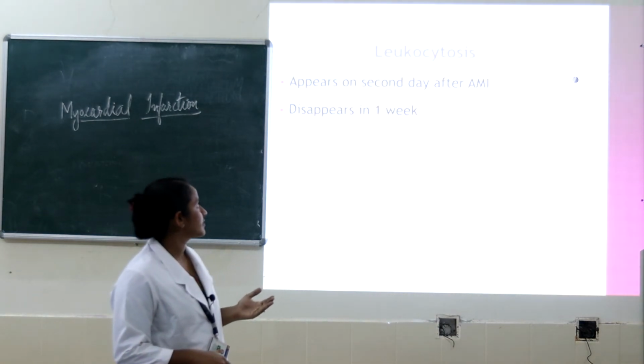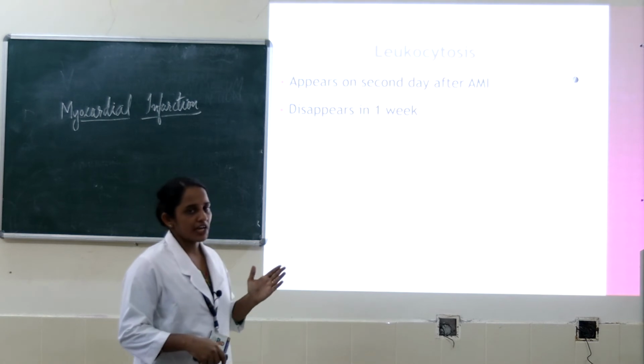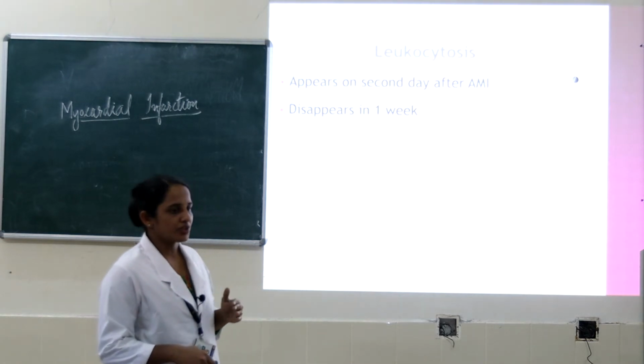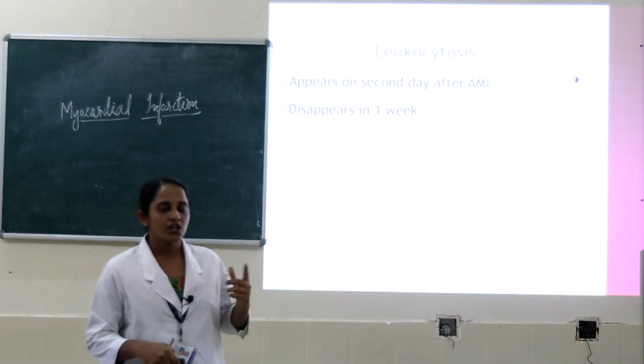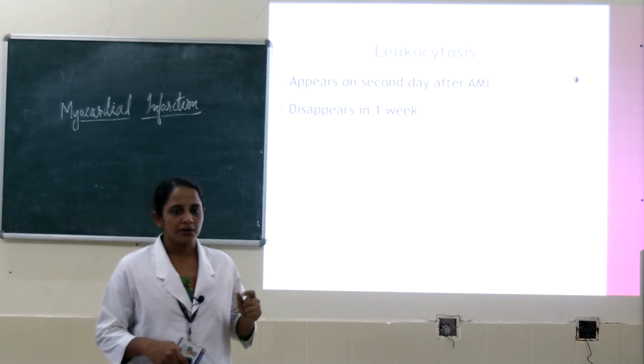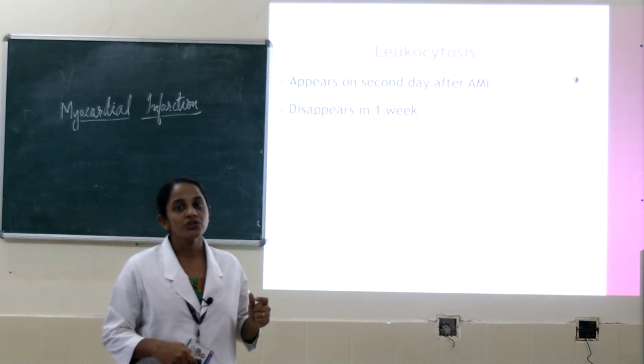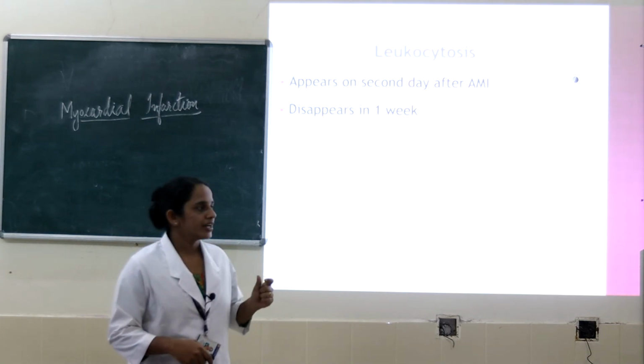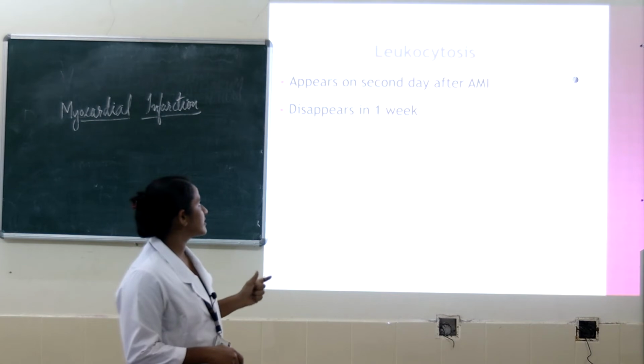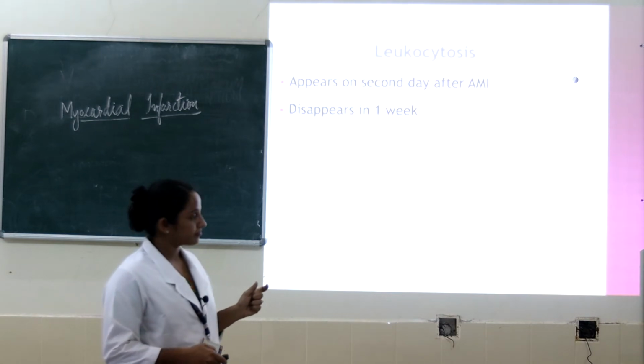Then leukocytosis. It appears on the second day after acute myocardial injury. So, the releasing time is very long. In case of acute MI, it will not help us to diagnose the disease immediately. Then it disappears in 1 week.